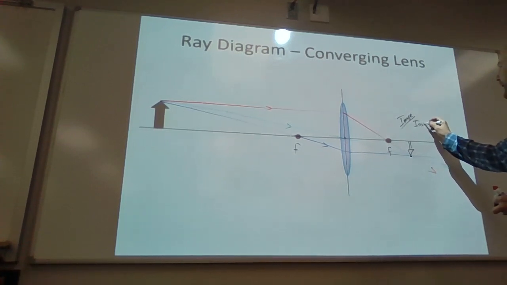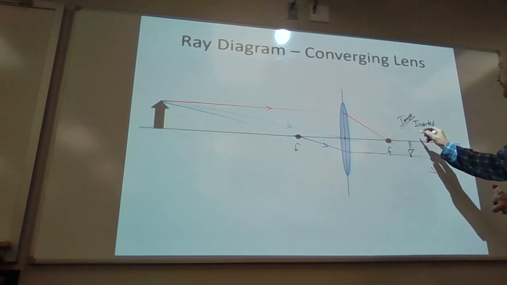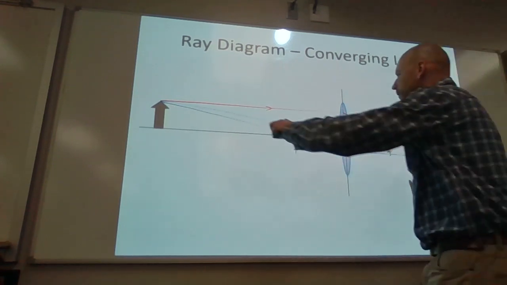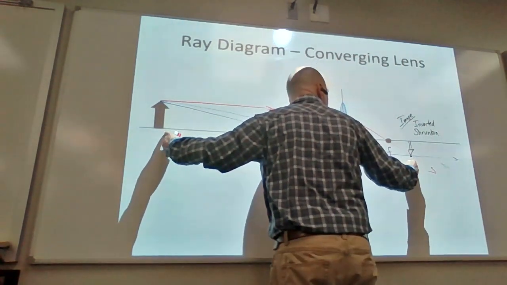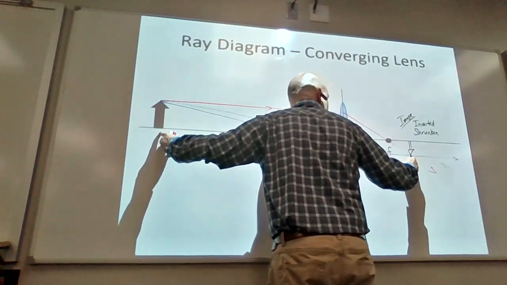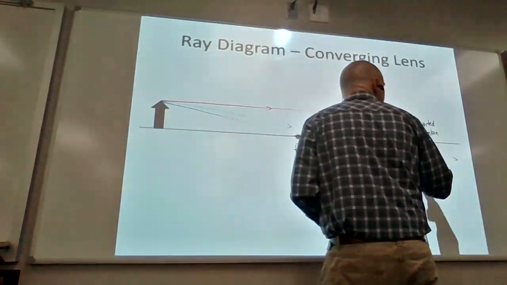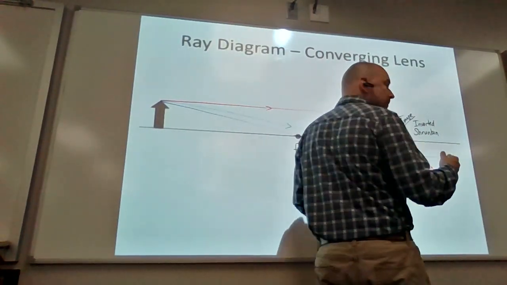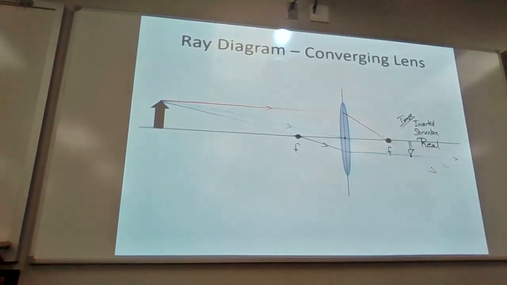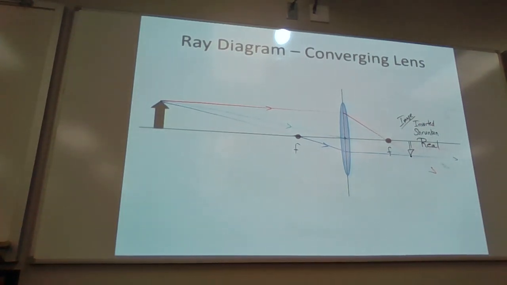Inverted, meaning it's upside down. It's shrunken, meaning it's smaller than your object. So compared to your object, it's upside down. It's smaller than your object, so it's shrunken. And the light rays actually intersect, so it is real. Okay? Now, today I'm actually going to show you what real means.